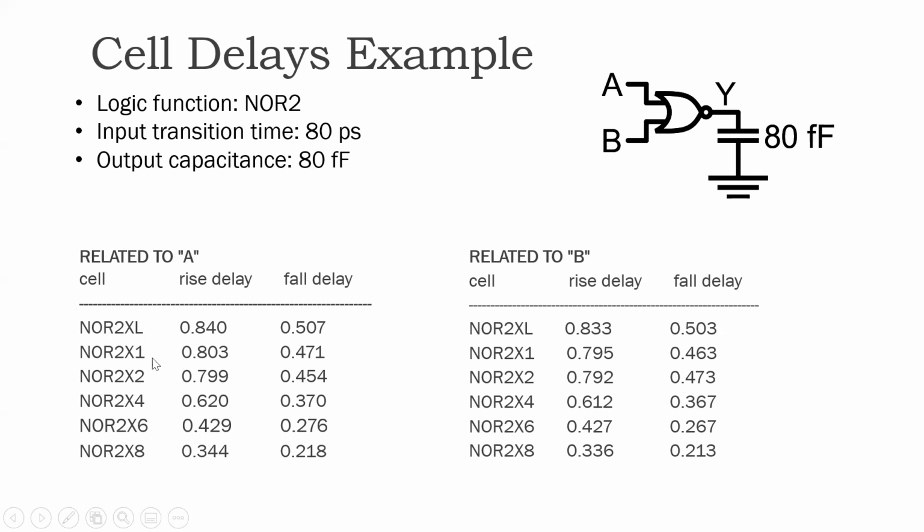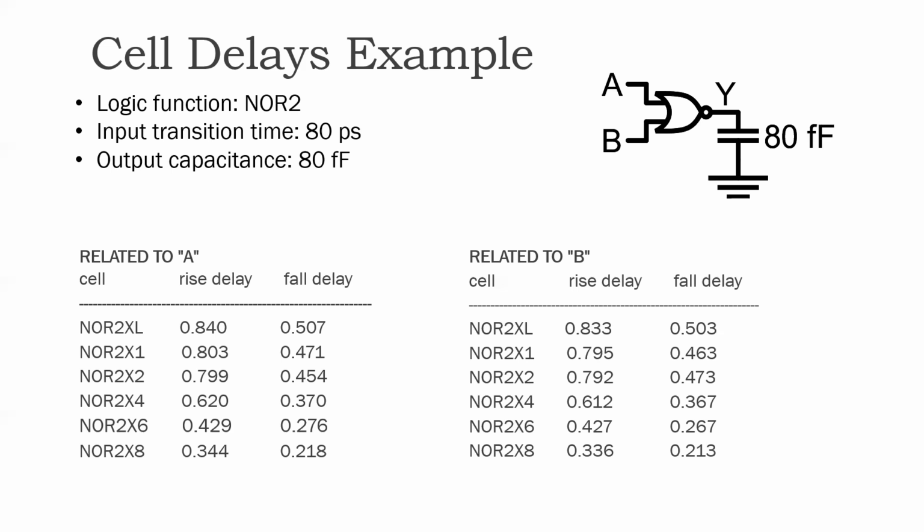And what you see here is in this library there are multiple 2-input NOR gates with different drive strengths. So how many are there? There's XL, X1, X2, X4, X6, X8. Right? So 6 different drive strengths. XL represents low drive strength. Then there's X1, X2. That 1, 2 is just a nomenclature. It doesn't necessarily mean anything very specific other than the relative drive strength.